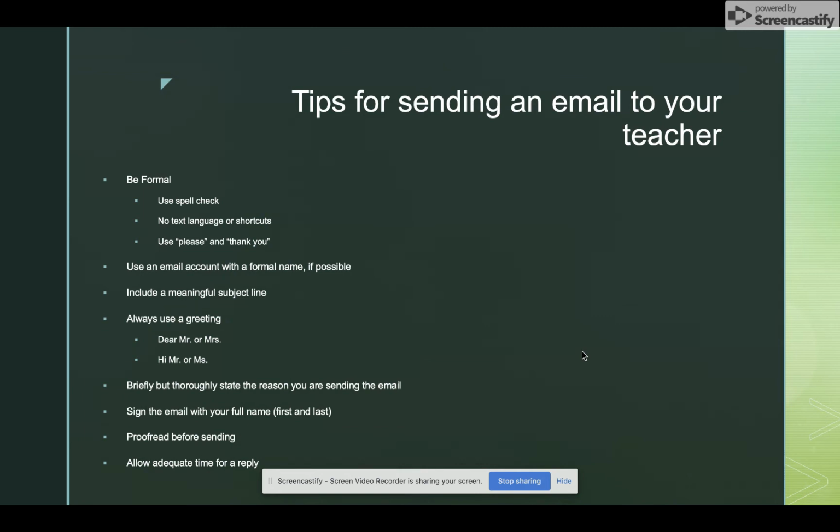So I want to try to make it as specific as possible so that as my teacher opens up their email account and they're scanning through their emails, that will catch their attention. They'll realize right away that this is an email coming from a student and that it's a question regarding a class.